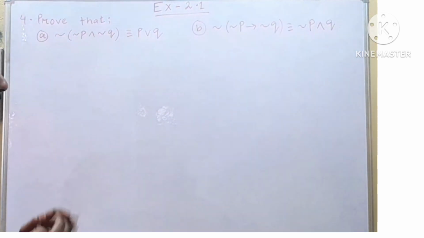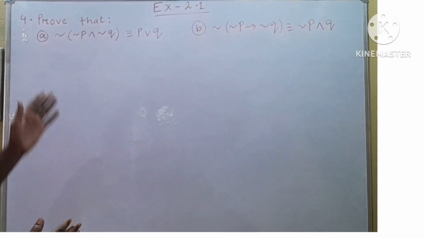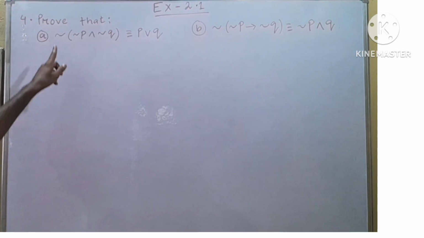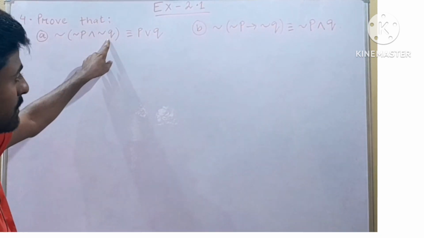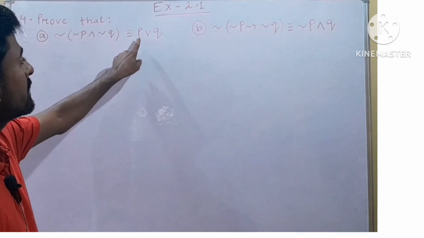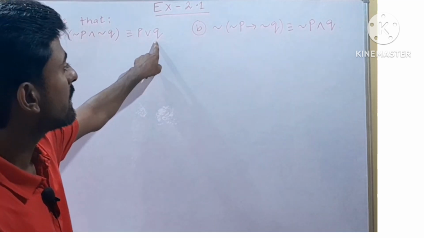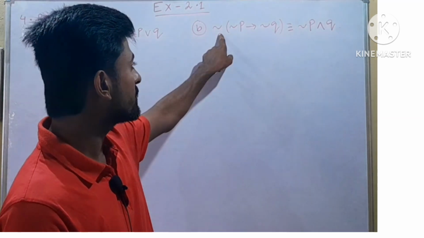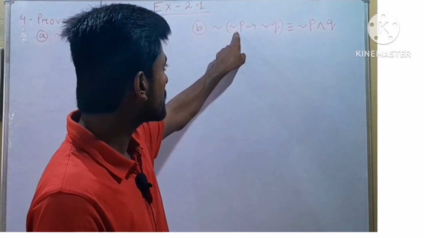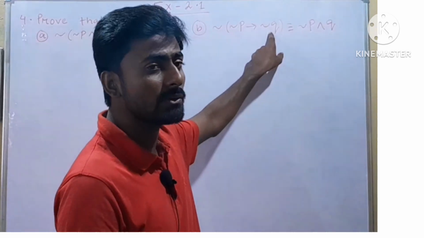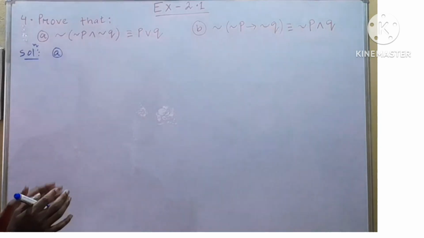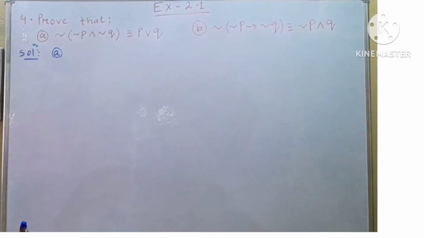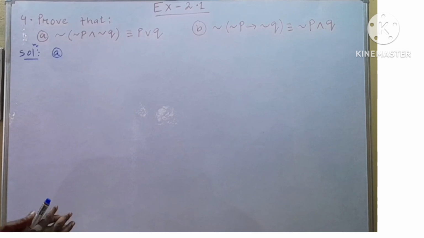question number 4. Here the question says: prove that (A) negation of P conjunction negation of Q is equivalent to P disjunction Q, and (B) we have to prove that negation of P conditional negation of Q is equivalent to negation of P conjunction Q. Solution number 1, here we have to make a table.